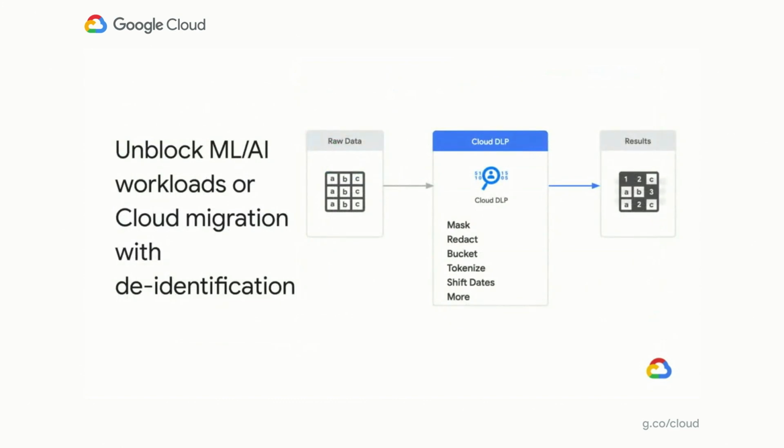Another example would be to unblock workloads. Maybe it's a machine learning or artificial intelligence workload, or some sort of cloud migration workload. And here we would look at moving data into those different environments and applying that de-identification to obscure or mask the data, but still allow that analysis or that machine learning to happen.